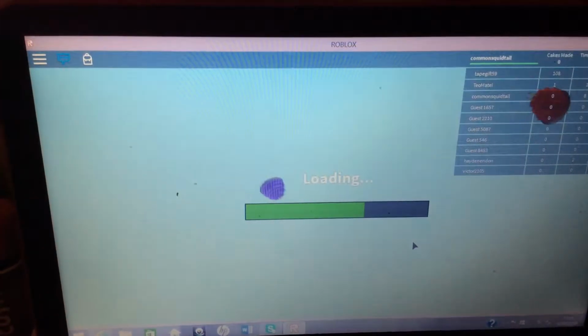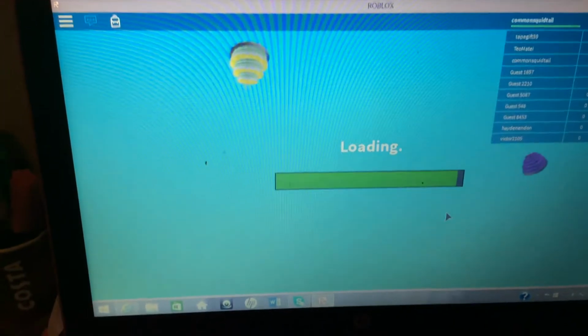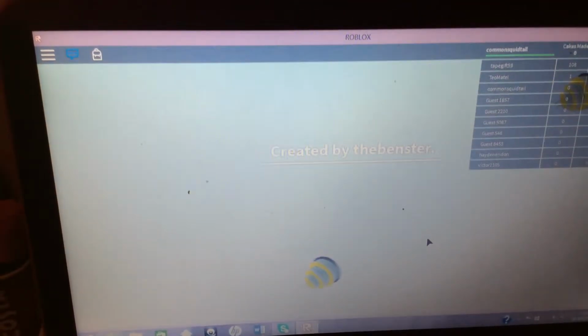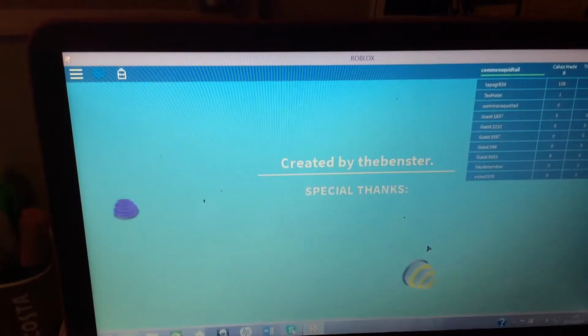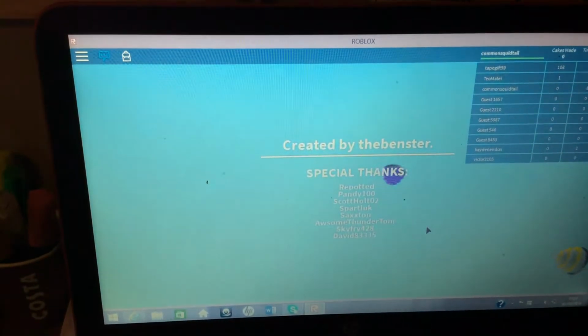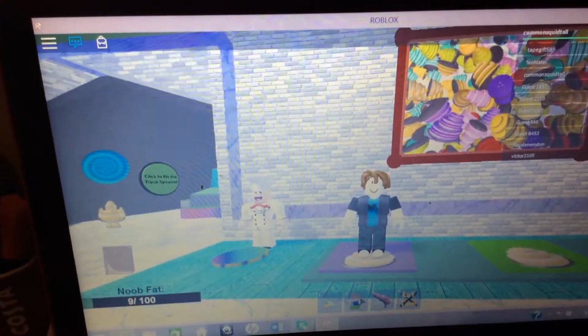I'm playing Make a Cake Back for Seconds, and I have played it before. What you have to do is make a cake with the dough, or just make yourself into a cake. Then you get eaten by the noob. So let's get started.